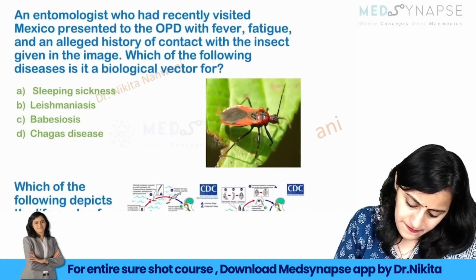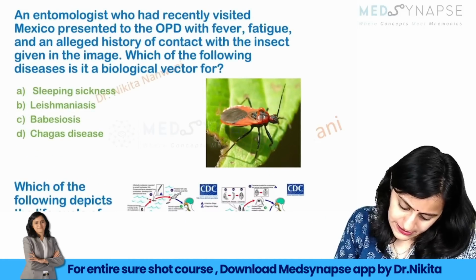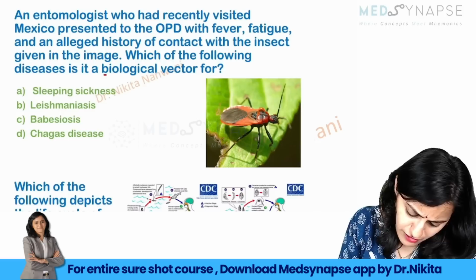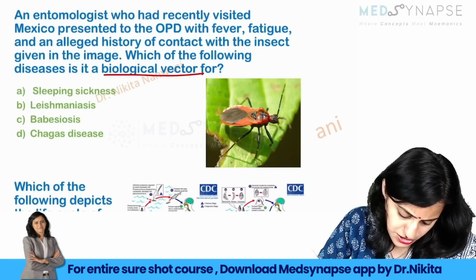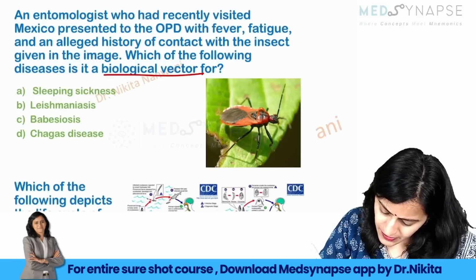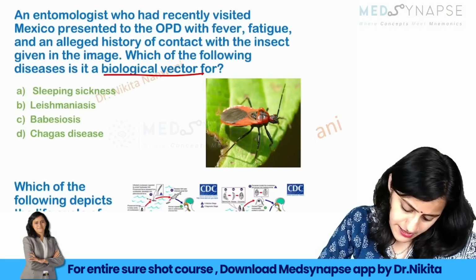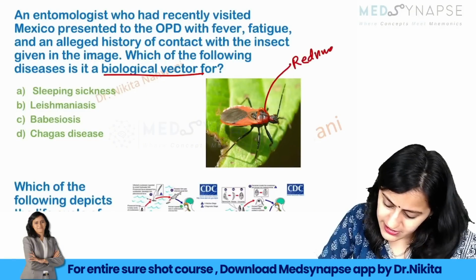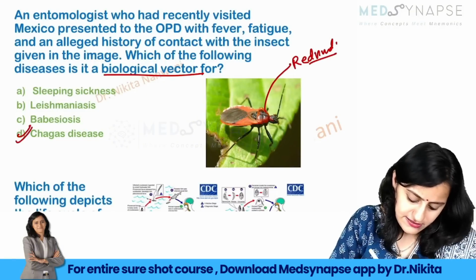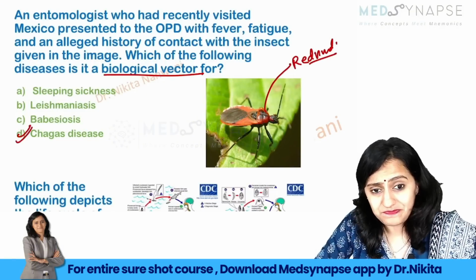Next one here, which of the following diseases is it a biological vector for? And what do I see here, what does this look like? This looks like the reduviid bug. Okay, this looks like the reduviid bug, that is the Chagas disease.